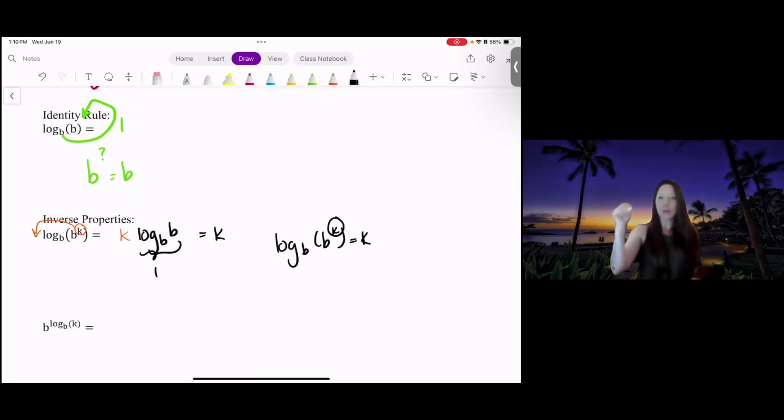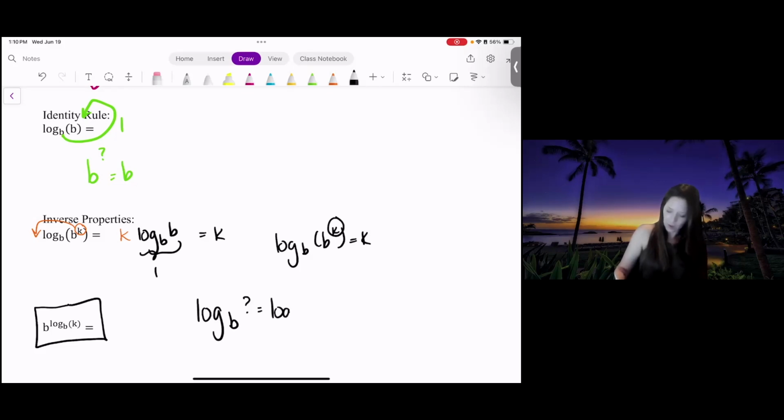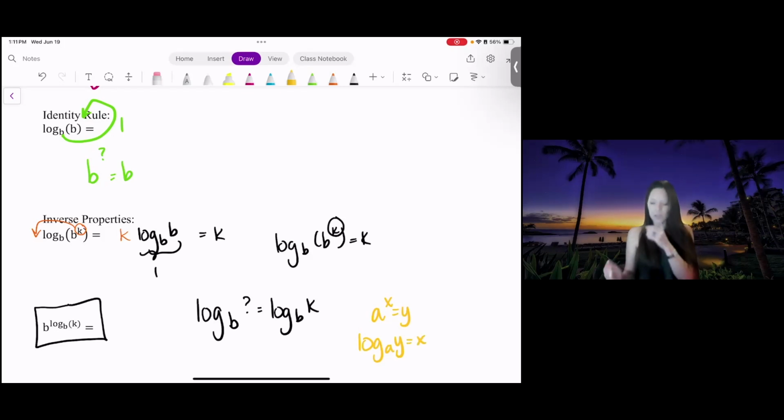B to the what power? Well, if I rewrite this expression using logarithmic form, the base is the base. So I have log base b of something gives me log base b of k. Using the idea of exponential form. Remember, exponential form says if I have a to the x equals y, then that is log base a of y equals x. So notice that the positions change.